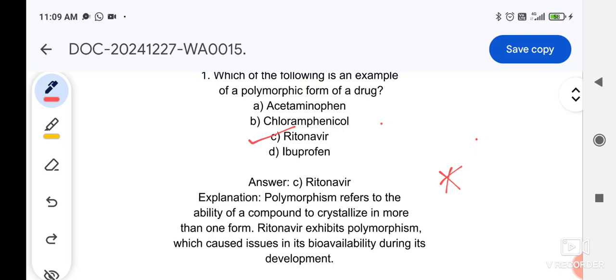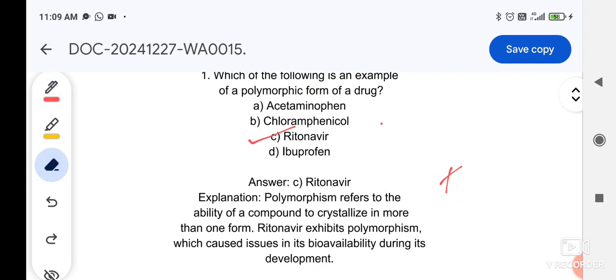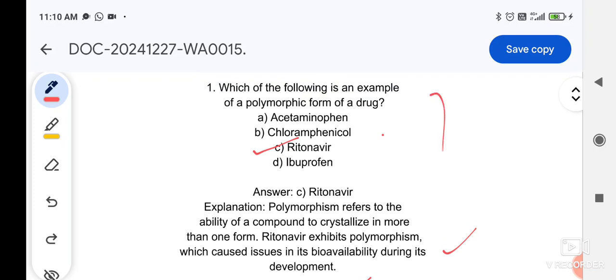First, what is polymorphism? Polymorphism refers to the ability of a compound to crystallize in one or more forms. It means if a compound is in solid form, after some time it can change its form, for example becoming amorphous. So this is what polymorphism refers to. And ritonavir is a drug which exhibits this polymorphism, which caused issues in bioavailability during development. So the correct answer is this. You can take a screenshot or write it in your copy. Okay, this was a good question.